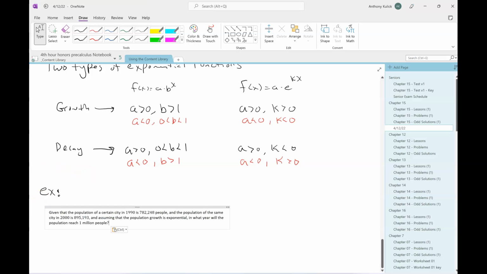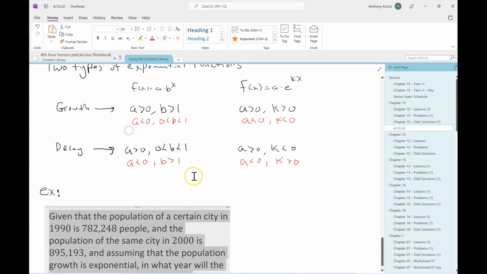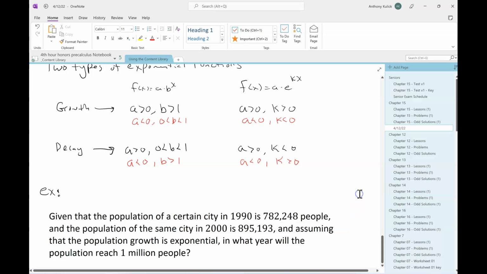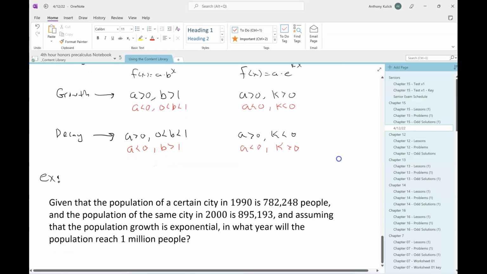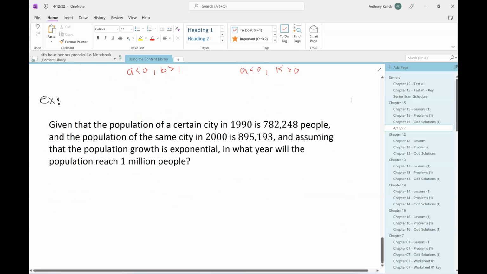Everybody still doing okay? You tell me if you weren't, right? In red? Yeah. It's greater than. Okay. All right, let's look at a couple of examples here.